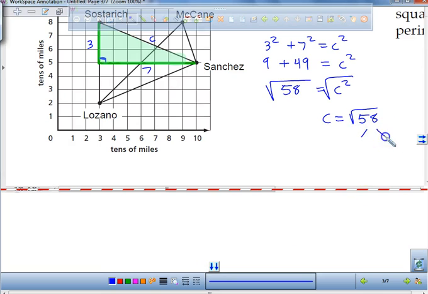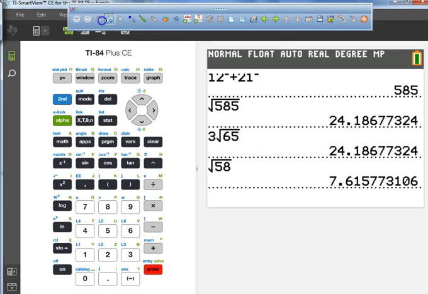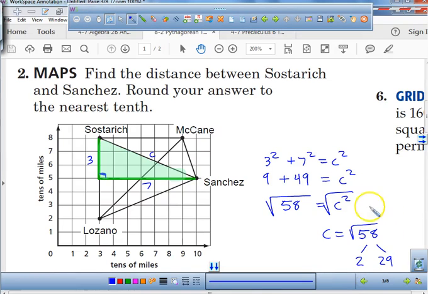Now we'll try to simplify it, but I have good news. Because 58 breaks down to a 2 and a 29. And what are the only factors of 29? 1 and 29. So this actually is simplified. You can't simplify it more than the square root of 58. So right here, I'm just going to say the square root of 58. Press enter, and that's 7.6. So if I wanted to find the approximate answer, I would say it's approximately equal to 7.6.